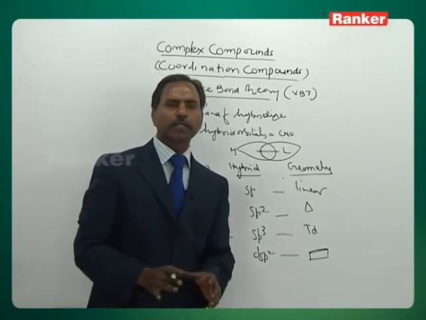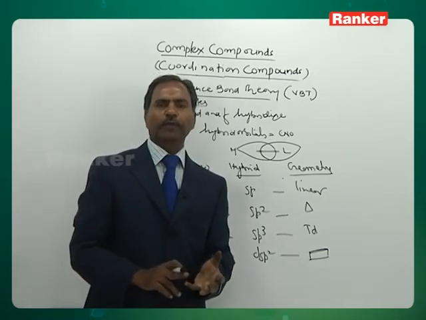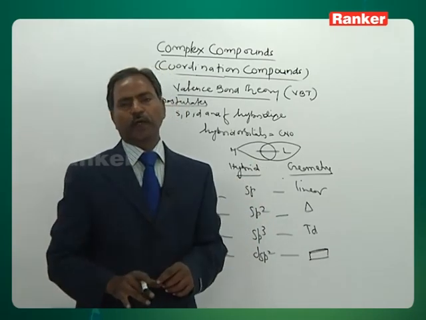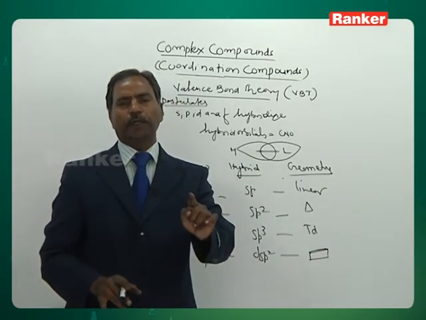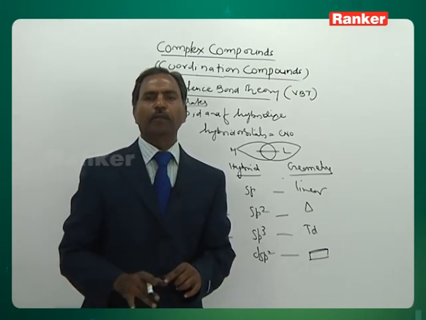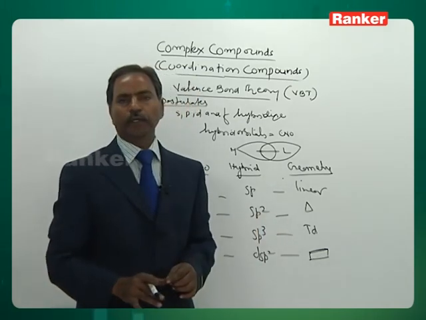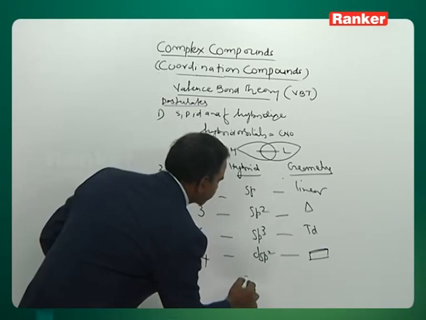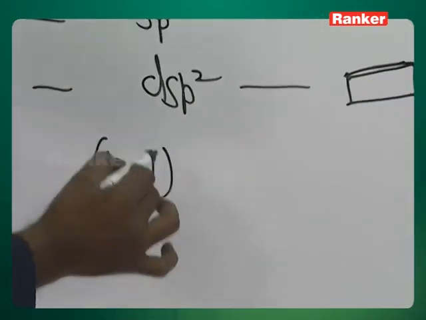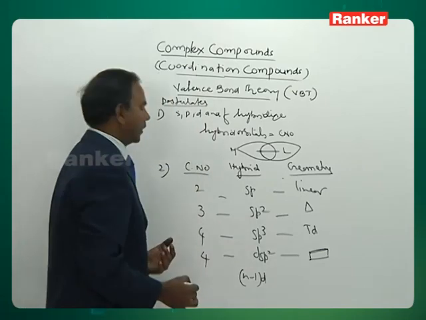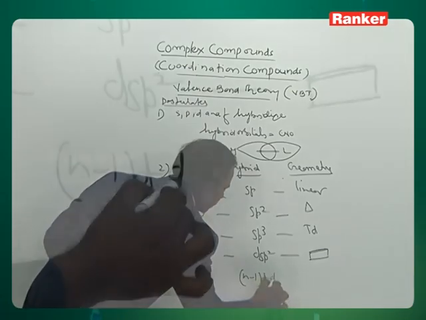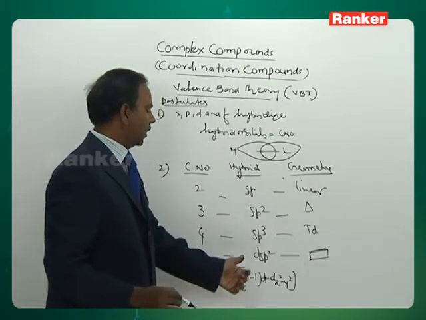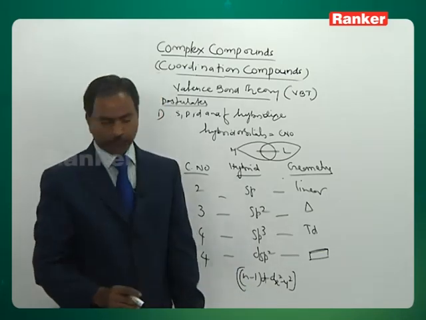Yes, we know in the d subshell 5 d orbitals are there: dxy, dxz, dyz, dx square minus y square, and dz square. Out of 5 d orbitals, which d orbital is actually participating in dsp2 hybridization? That is very important. I have seen this particular question many times in the different NSE exams. The d orbital participating in dsp2 is the (n minus 1)d, the inner d orbital. What d orbital is it? Only the dx square minus y square orbital is involved in dsp2 hybridization. This is very important to remember.